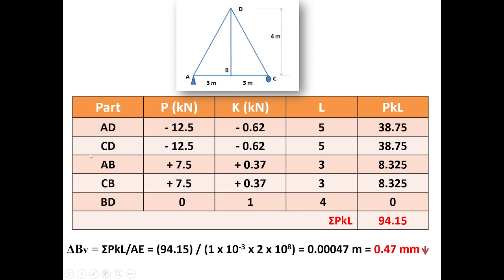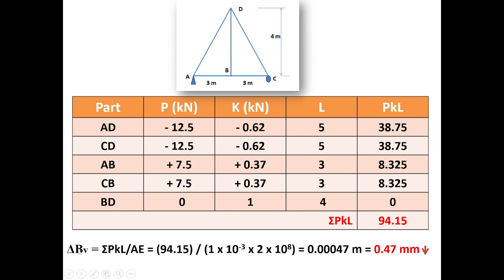So when I again make this table, with columns P, K, L and PKL, I write all the forces here, that is AD, CD, AB, CB and BD. I write minus for compression and plus for tension. So I have written all lengths of all the members, and when I took PKL of each, that is shown in the last column, and when I took summation of PKL of all these values, it is 94.15.